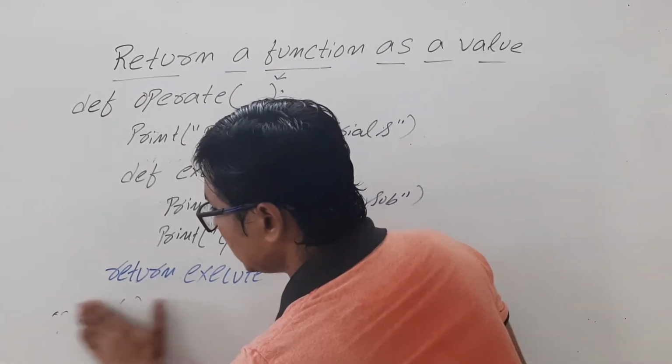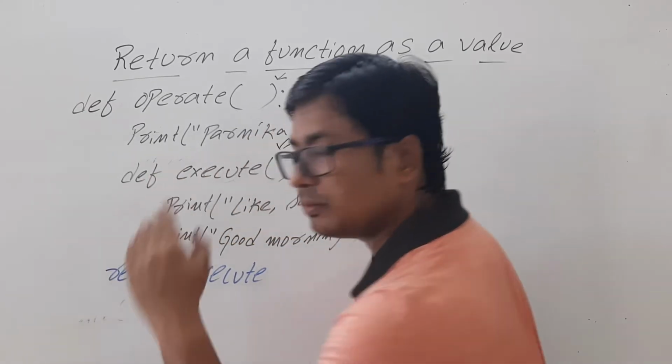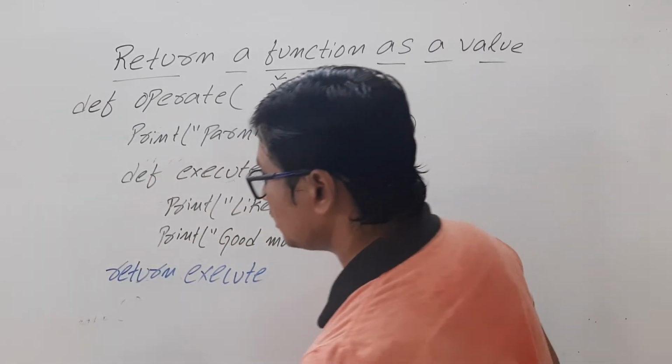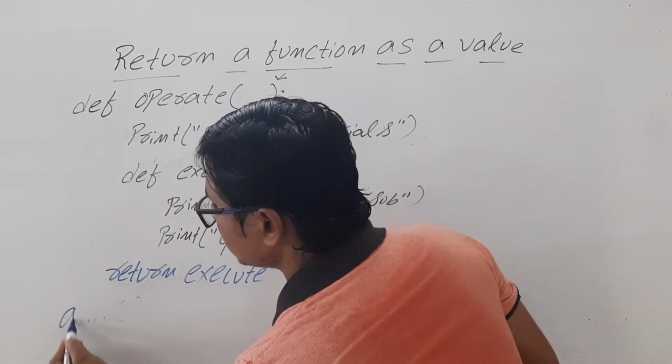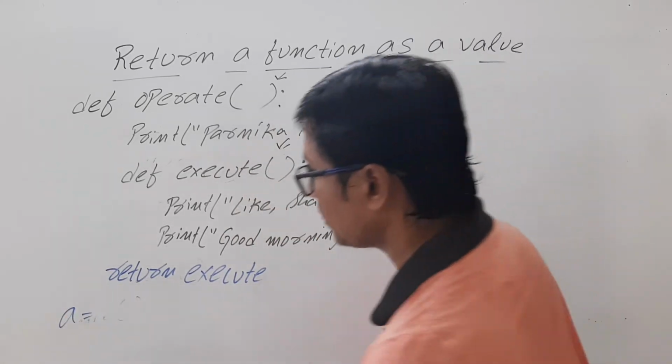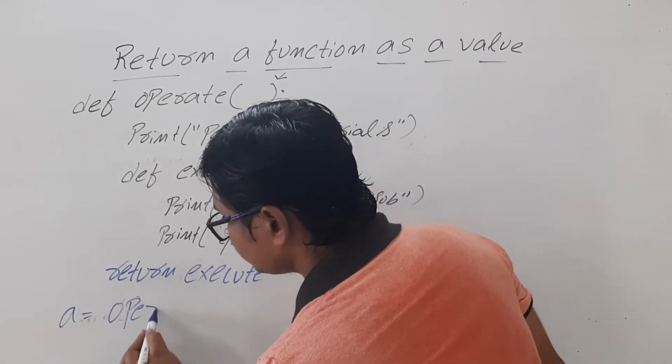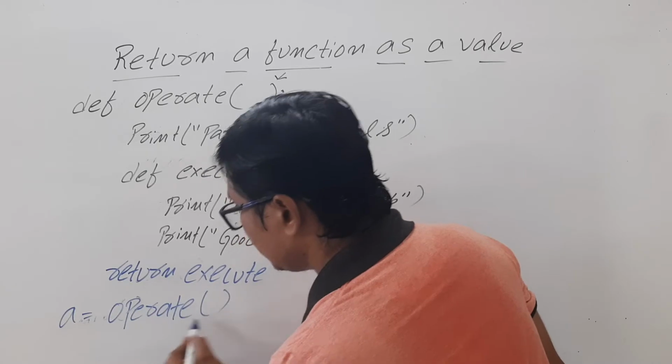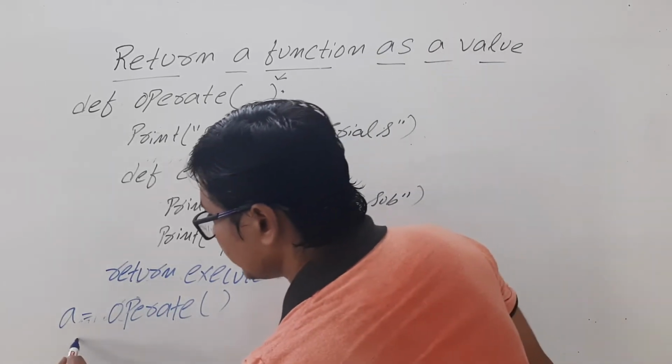Now let me change this code a little bit. So what I will do is assign a is equal to operate, and then I want to execute this a.